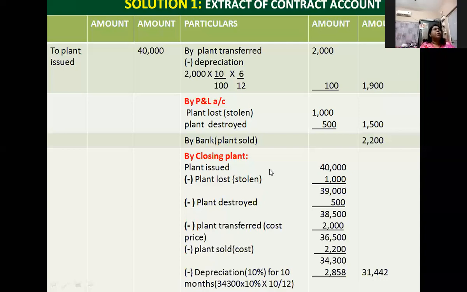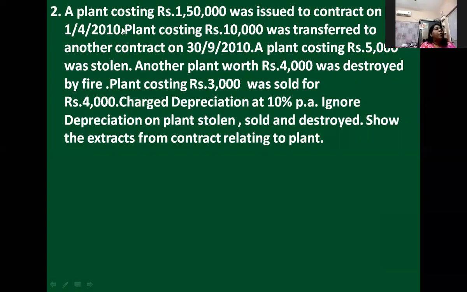So this is the way we can work out the closing value of the plant for the first problem. We'll work out one more problem. A plant costing rupees 1,50,000 was issued to a contract on 1/4/2010. Plant costing rupees 10,000 was transferred to another contract on 30/9/2010. So when you are reading the problem, check the dates, on what date the contract started.